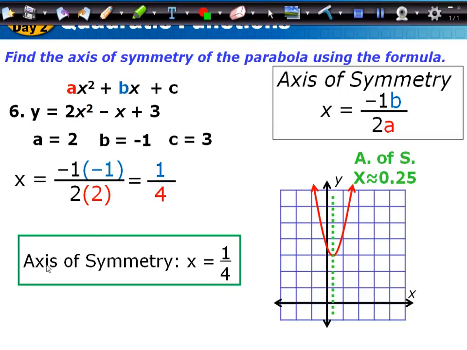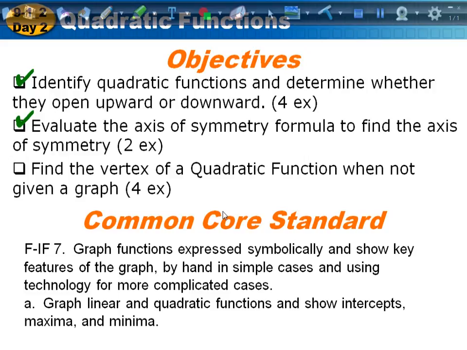So again, you need to write axis of symmetry, or you can shorten it to A of S, x equals 1 over 4. Please make sure that you have everything on the left-hand side written before you move on. Alright, so there's our second objective. We're now to our third one.